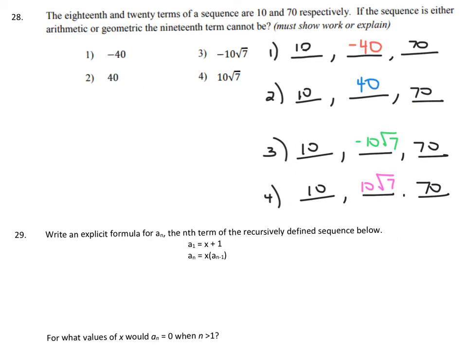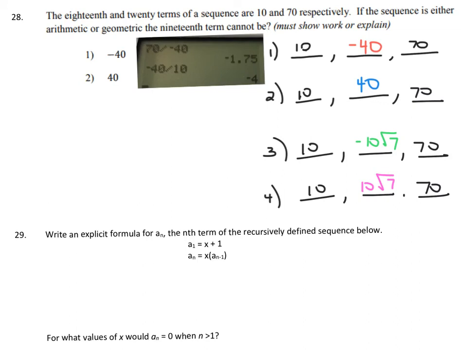So when we start with number 1, remember to go from a positive to a negative and then back to a positive, the only way that could happen is if you're multiplying by a negative. So this could only happen if it's geometric. So if you want to figure out if this is a sequence that would work, let's take the 70 and divide it by the term in front of it. And then let's take the negative 40 and divide that by the term in front of it and see if we get a consistent answer.